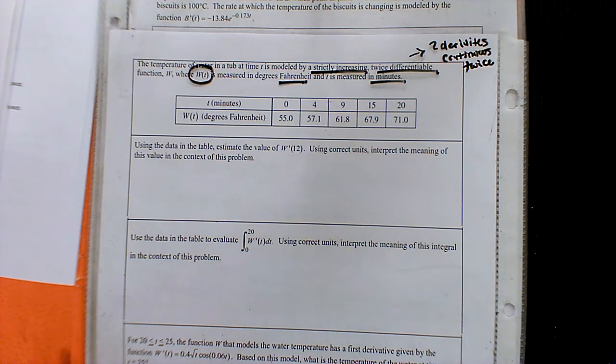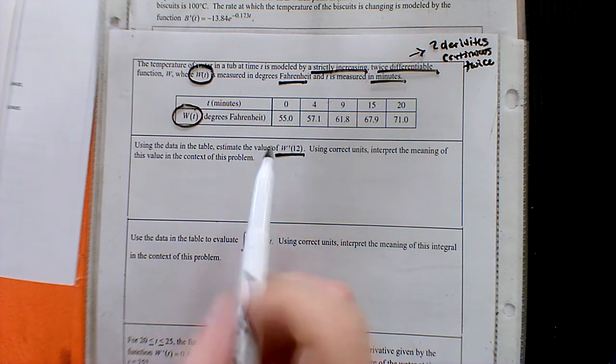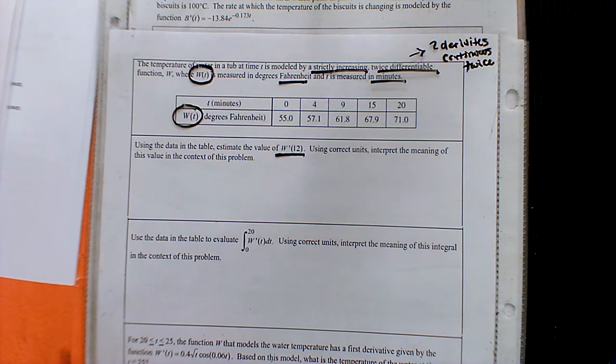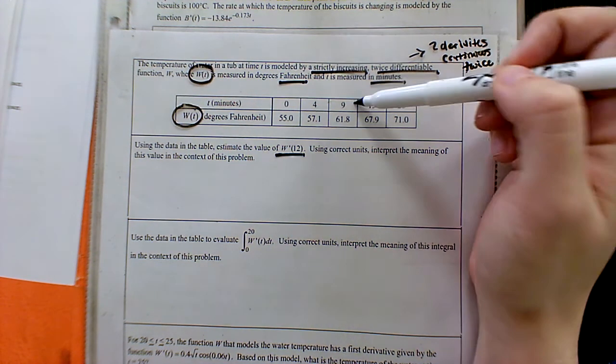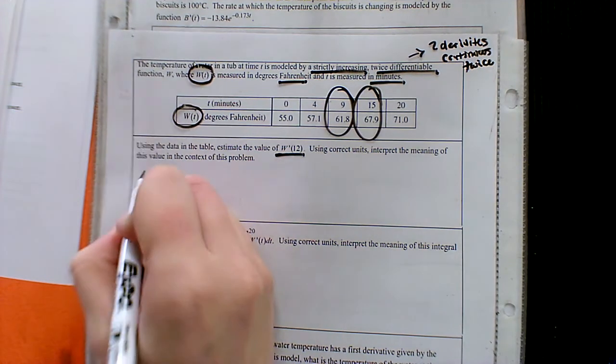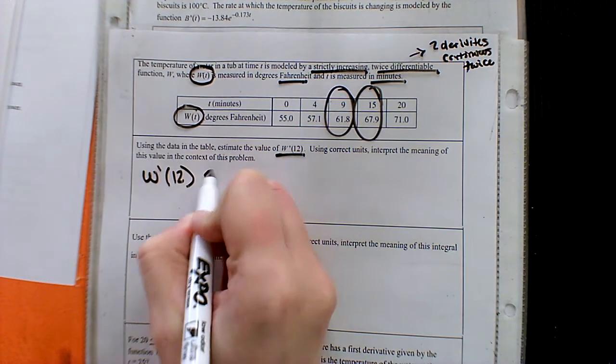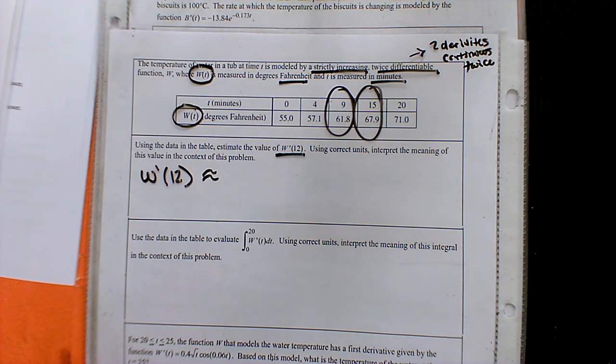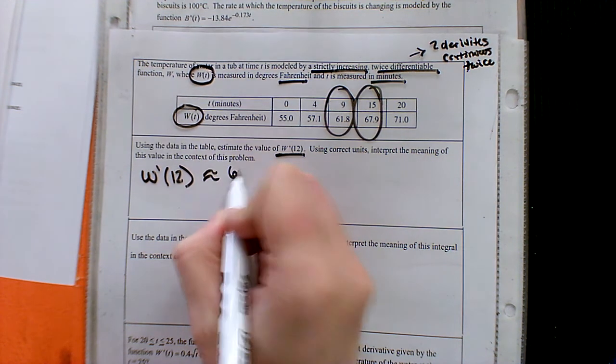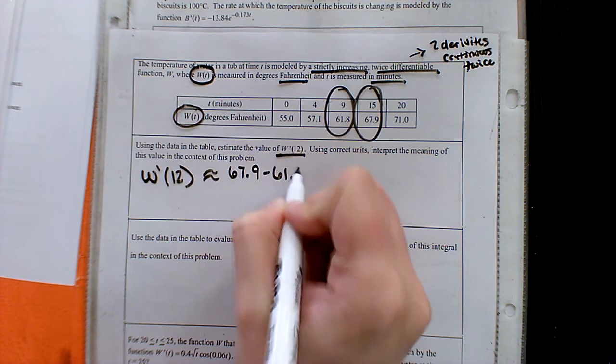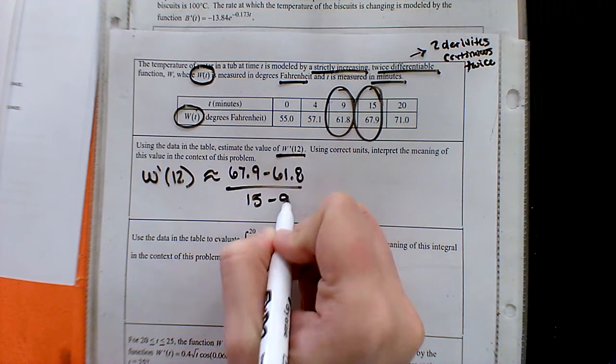Okay, so we have a table that represents temperature values in Fahrenheit. Using the table, estimate the value of w prime at 12. So how can we estimate a derivative from this original function table at time 12? Take the slope of points around 12. Points around 12. Okay, so we'll do 9 and 15. So w prime of 12 is approximately the slope between those 2 points. So we'll do change in y's over change in x's.